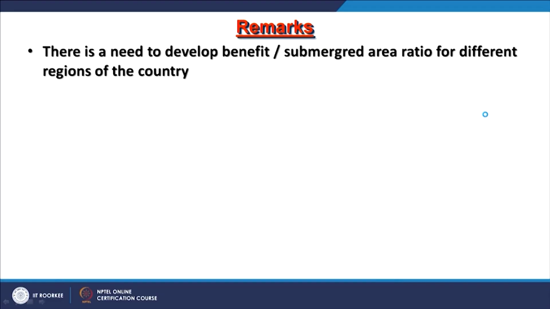So, what we see is that by developing this benefit versus submerged area ratio for the different regions of the country beforehand, we would know that if a structure is created, how much benefit area I am going to have and what the return is going to be. Decision makers would like to know that if I construct a reservoir here, how many years it would take and what benefits it will provide. All these questions can be answered through such analysis.